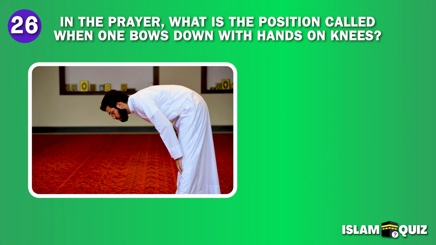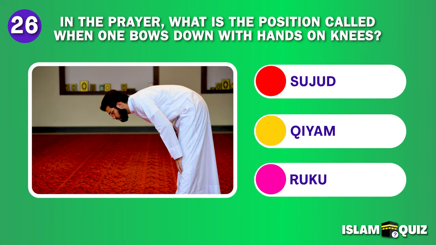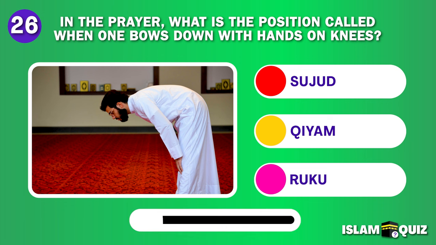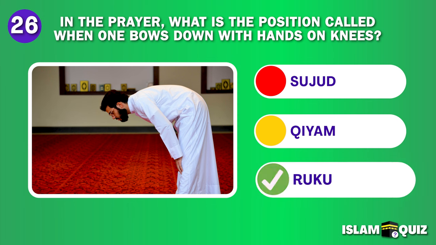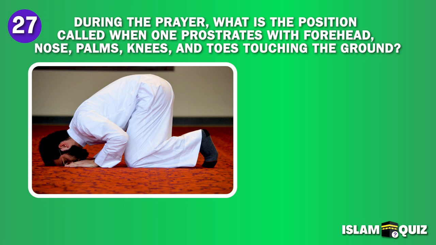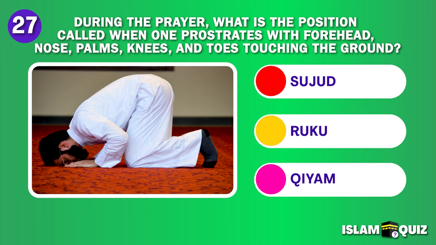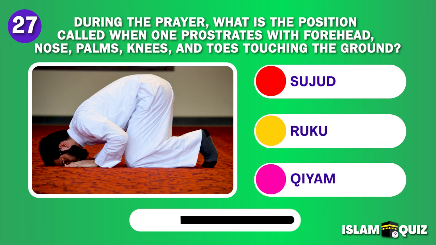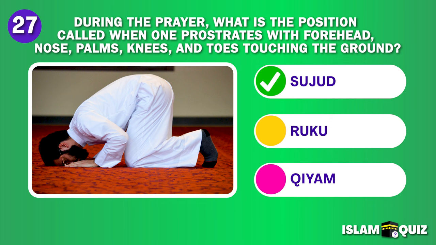In the prayer, what is the position when one bows down with hands on knees? Ruku'a. During the prayer, what is the position called when one prostrates with forehead, nose, palms, knees, and toes touching the ground? Sujood.